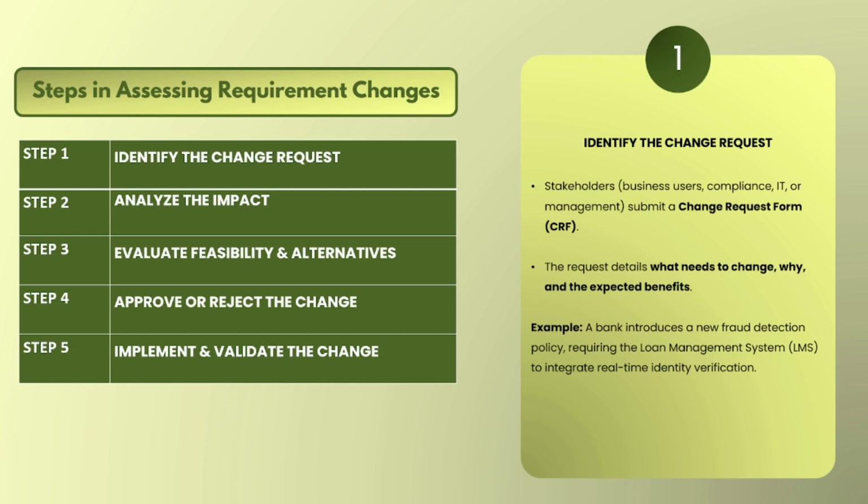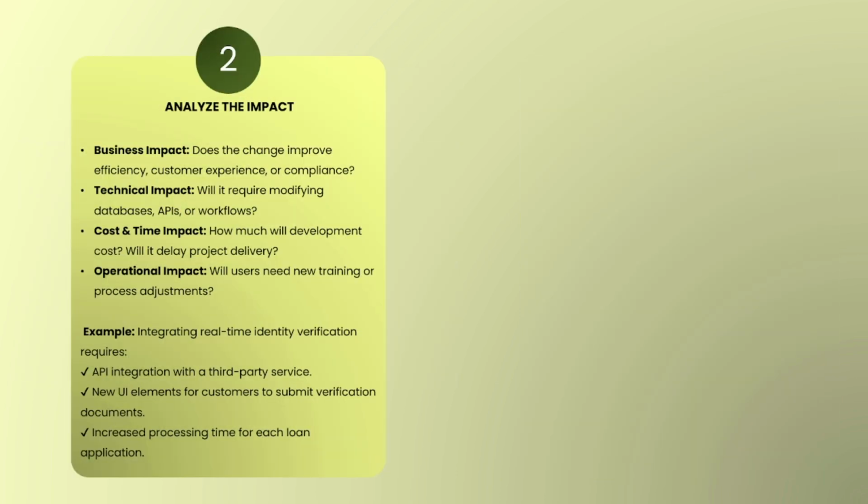Now let's analyze the impact. Impact is analyzed on various parameters. First is business impact. Does the change improve efficiency, customer experience, or compliance? So we talk about what exactly in the business is getting impacted by this particular requirement change. Then technical impact. Will it require modifying the database, APIs, or workflow? This is another impact. If we change the requirement, technical feasibility comes in, and we need to see what has to change.